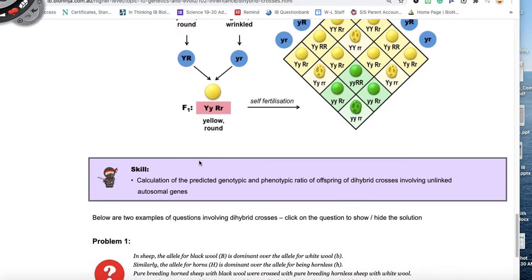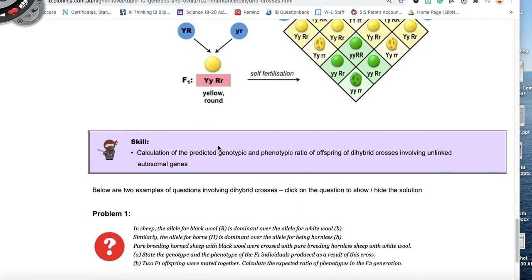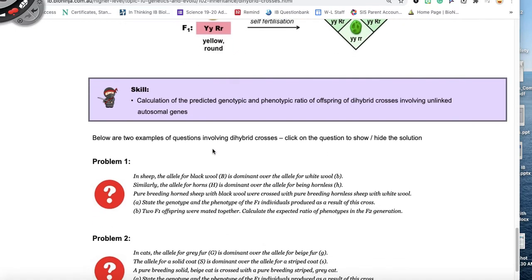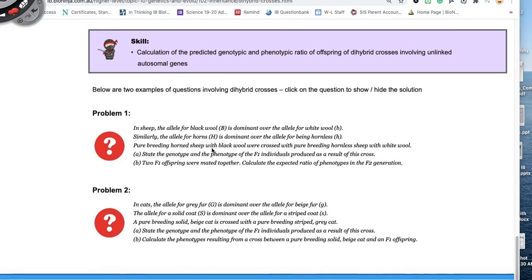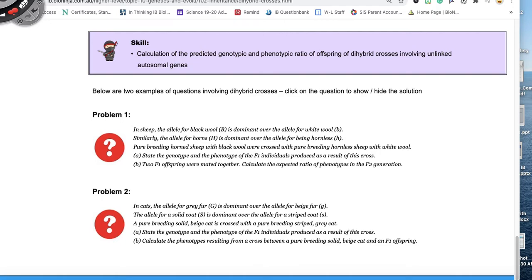All right, so the skill is to be able to work out the Punnett squares. So we're going to work out the Punnett squares now. Below are two examples involving dihybrid crosses. So the first thing I suggest you do is read, right? What is this asking for? And then I always like to outline what I'm reading.